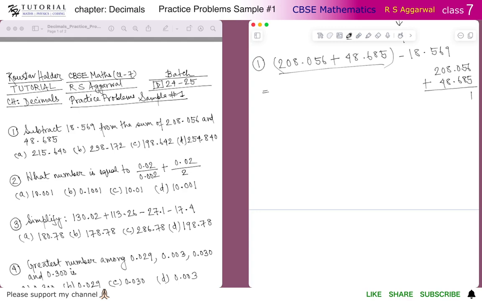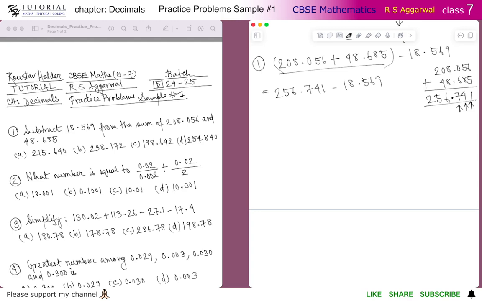So this becomes 11 and 6 14 and 7 16 5 2. Finally you put the decimal point. Since the decimal places of the two decimal numbers is 3, you put the decimal point in the result after 3 digits from the right. So the addition of these two decimals becomes 256.741.